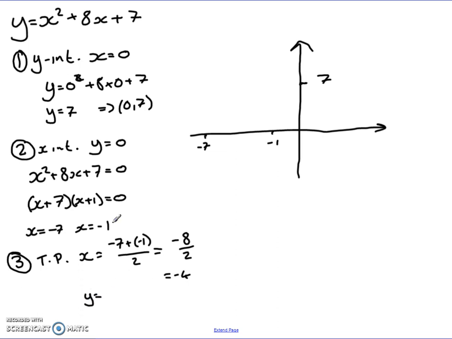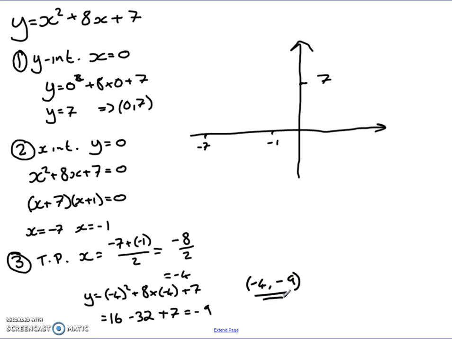To get the y, we substitute that into the equation. So I know it's going to be negative 4 squared plus 8 times negative 4 plus 7. Negative 4 squared gives me 16. 8 times negative 4 gives me negative 32. And then plus 7 on the end. So 16 take away 32 is minus 16. Plus 7, we're at negative 9. So I then can say, fine, my turning point is at negative 4, comma negative 9. And I can mark that bit of information on about there. So there's negative 4, negative 9.